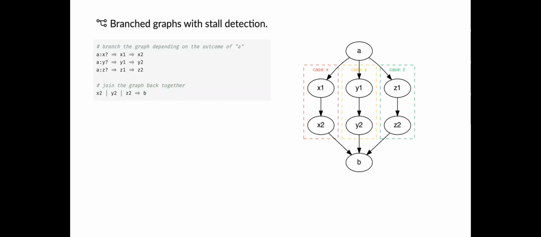Cylc supports branched graphs. So in this example, Cylc will follow one of 3 paths through the graph depending on the outcome of the first task. So the first task can generate one of 3 outputs, X, Y, or Z, and Cylc will follow that pathway through the graph to the task B. This pattern can also be used for automated failure recovery systems. And Cylc has built-in stall detection, which means that it will alert you if the pathway through the graph becomes blocked, say by a task failure, or if a required task output isn't generated.